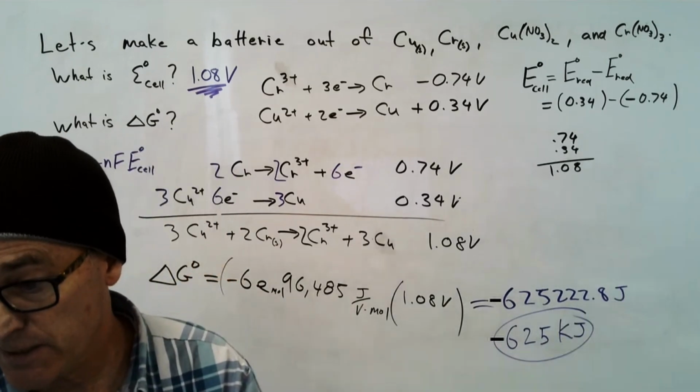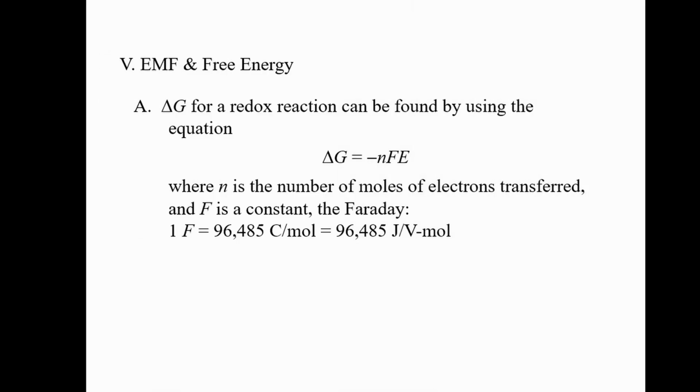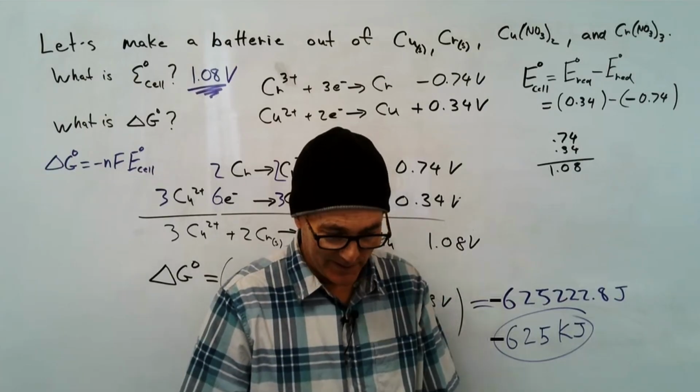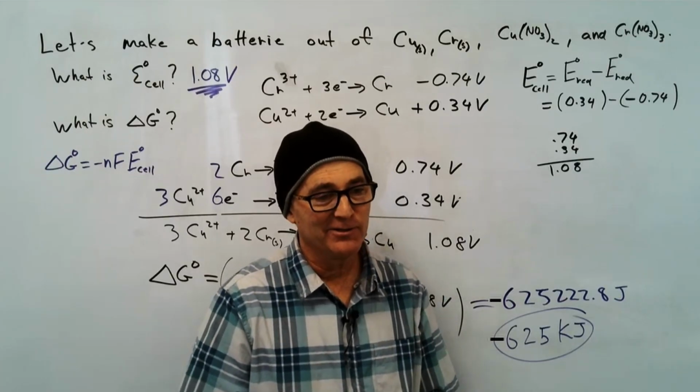The -6, let me bring this up. I cheated. I had to pull this up. There's the negative. And the cell potential is positive. So that's where the negative comes. Good question. Any questions? I went over. I'm sorry. Wanted to make sure you got your money's worth.